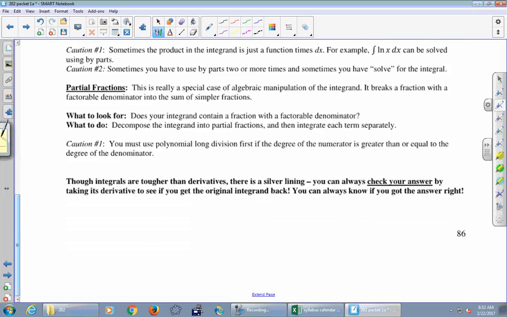Does your integrand contain a fraction with a factorable denominator? That's what we're looking for here, okay? It doesn't really talk too much about the details, like the techniques of all of these things are complex and intricate. This is really just a what are we looking for and in what order do we look for those things. All right, though integrals are tougher than derivatives, there is a silver lining. You can always check your answer. We've been doing this all semester by taking a derivative to see if you get the original integrand back.